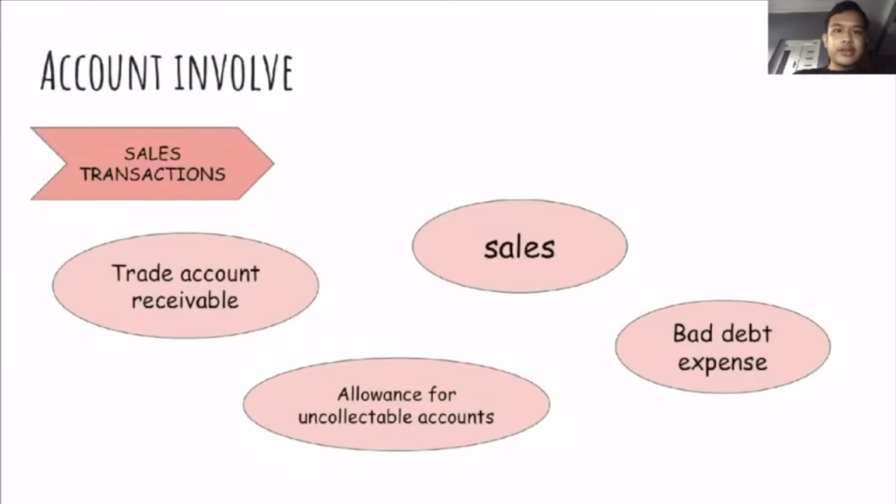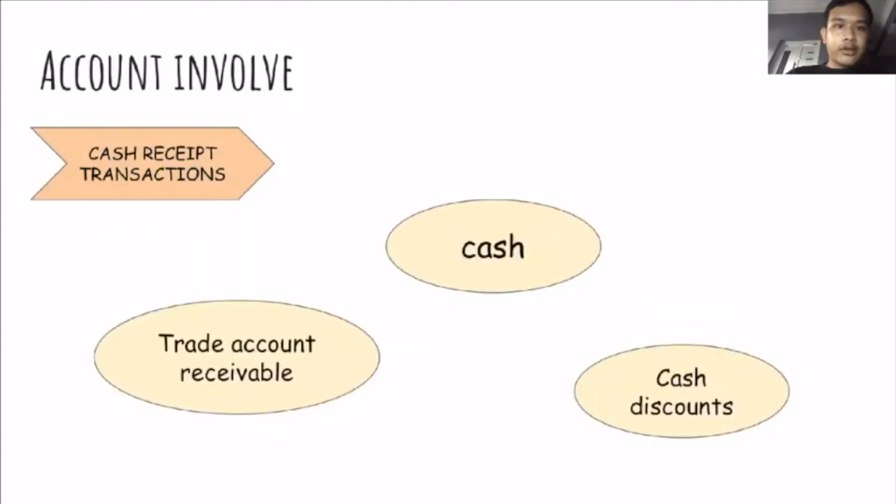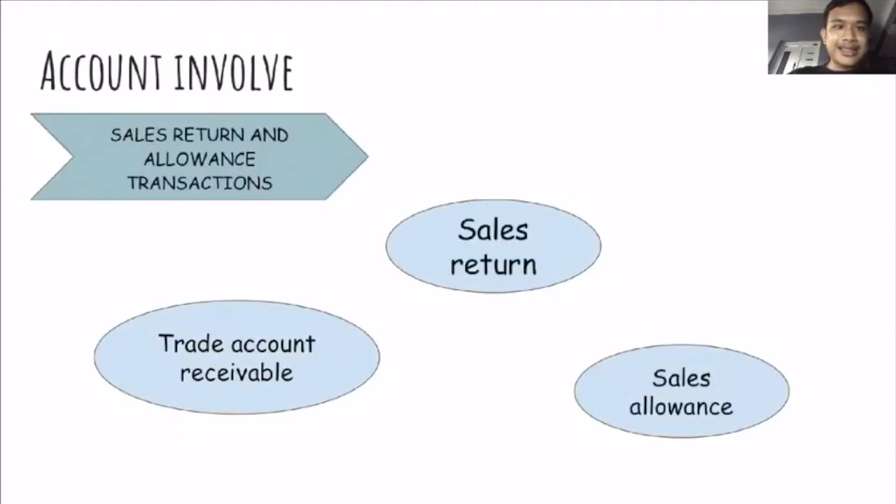So the accounts involved in the sales transaction are trade account receivable, sales, bad debt expense, and allowance for uncollectible accounts. For the cash receipt transaction, the accounts involved are cash, trade account receivable, and cash discount. For the sales return and allowance transaction, the accounts involved are sales return, trade account receivable, and stock allowance.